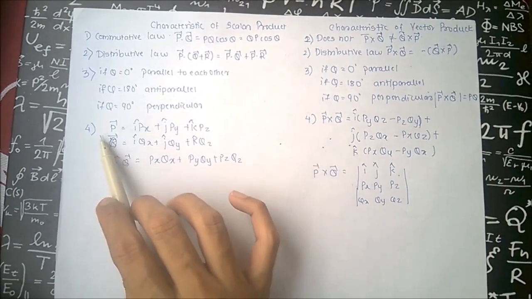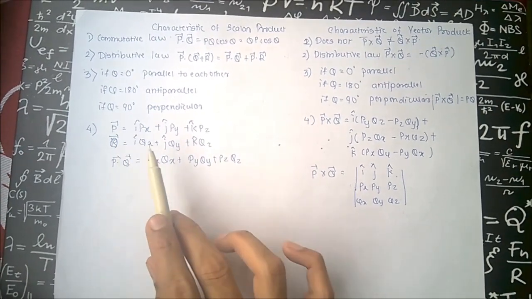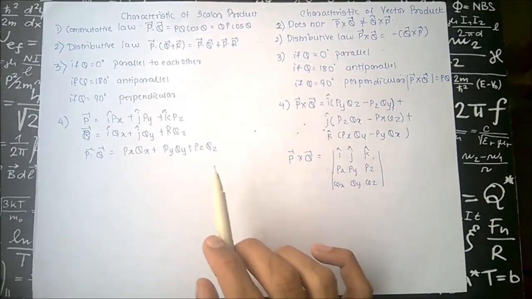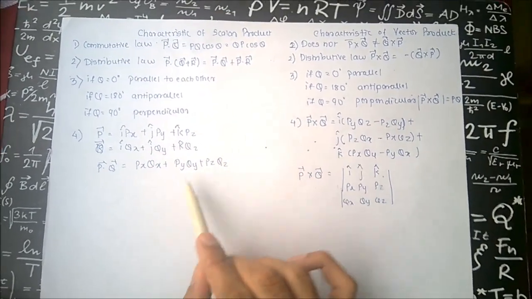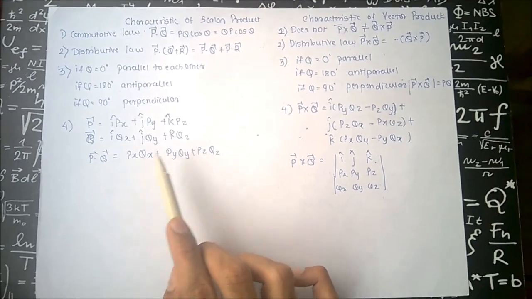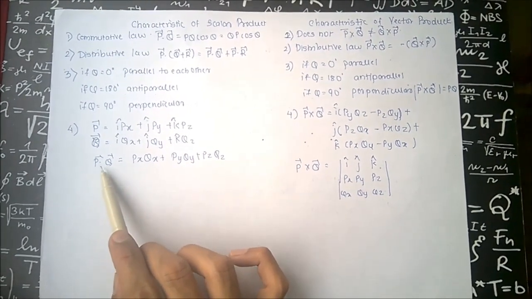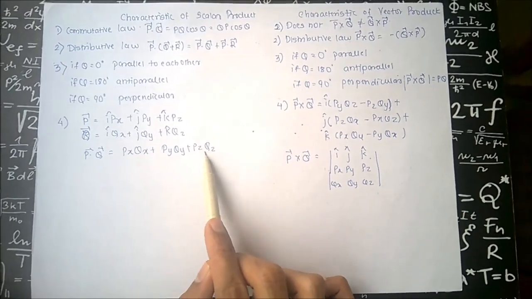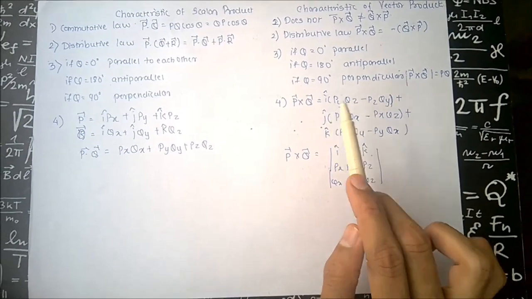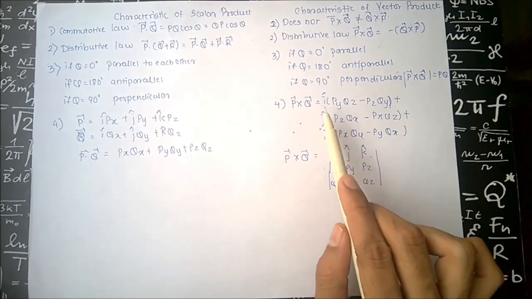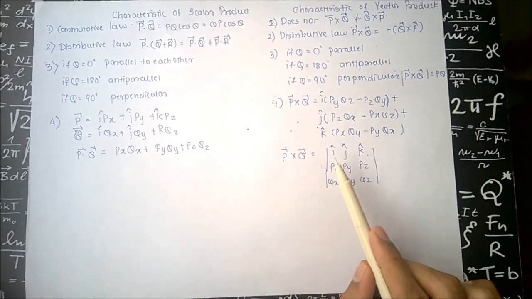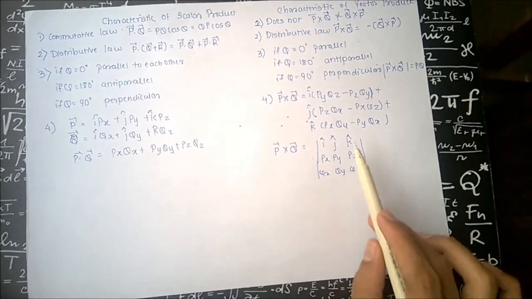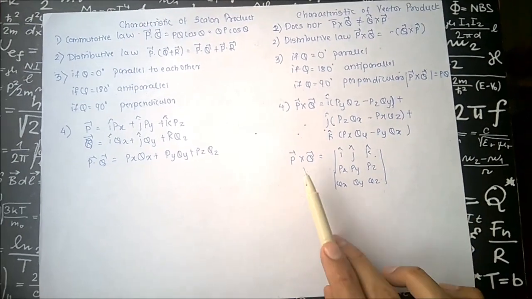Next, suppose we have a vector p represented by i px plus j py plus k pz, that is in all three dimensions, along the x-axis, y-axis and z-axis. In a similar way we have vector q. Then the dot product of the two vectors is px qx plus py qy plus pz qz. In a similar way, for the cross product of two vectors, p cross q bar, we can write it in the form of a matrix with rows i j k, px py pz, qx qy qz. After solving the matrix, we get the value of p cross q bar.